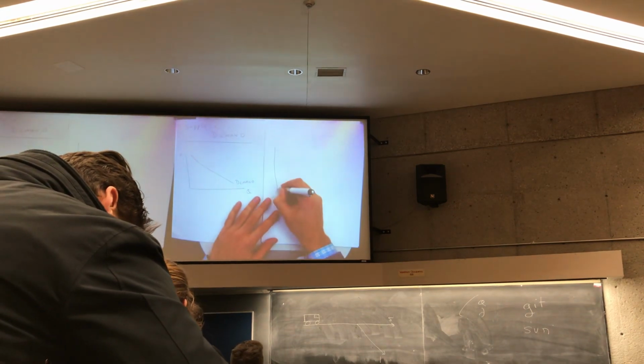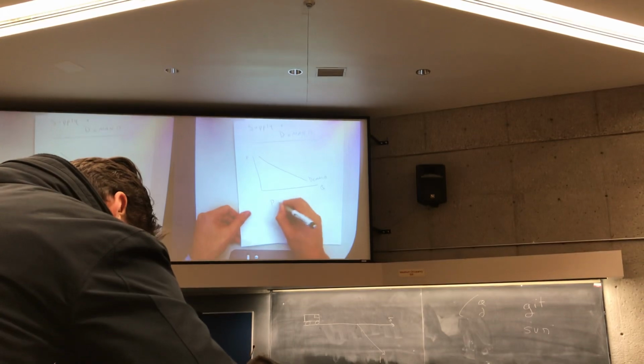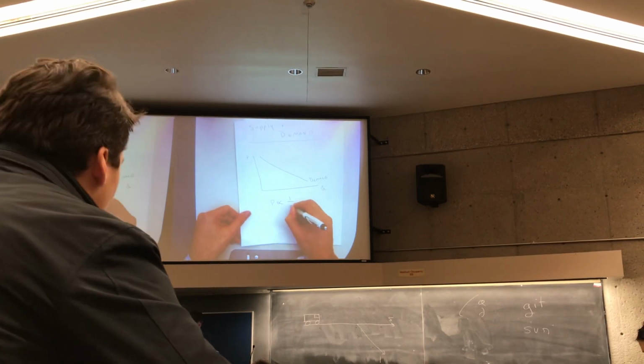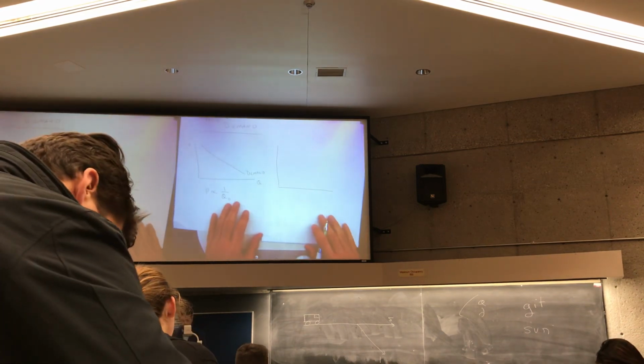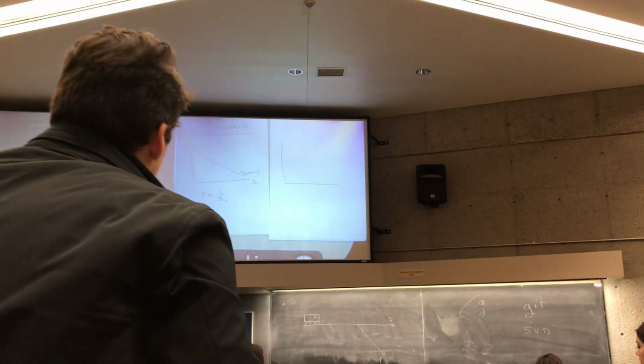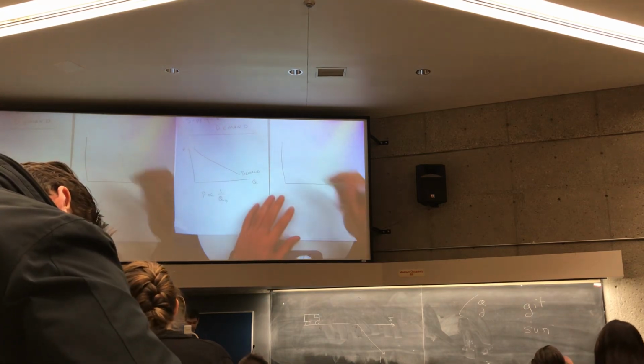Now talking about supply, let me just put this over here. We've got price inversely proportional to quantity demanded. The law of demand: as the price goes down, quantity demanded goes up.